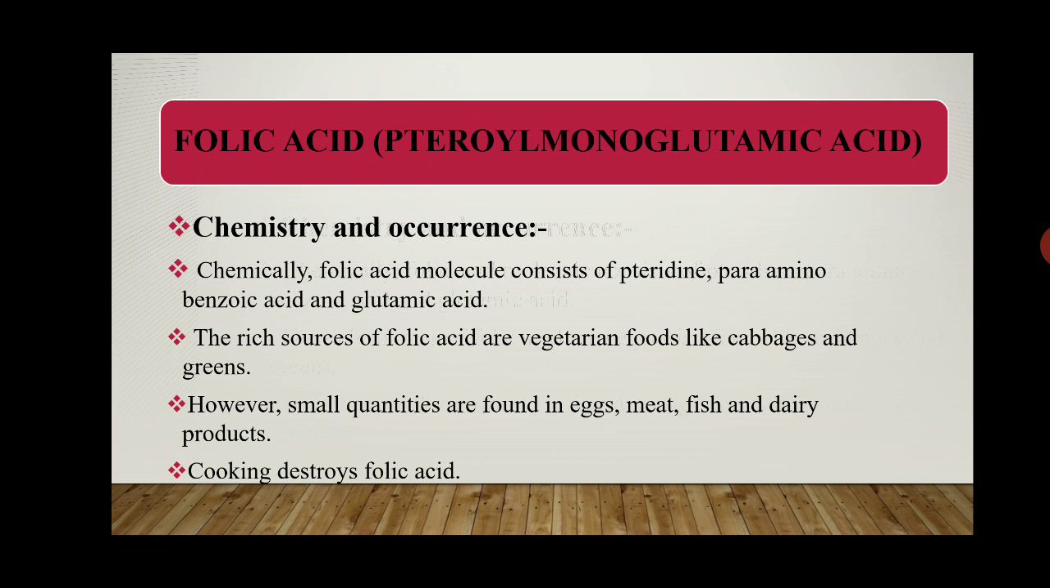The rich sources of folic acid are vegetarian foods like cabbage and green vegetables. However, small quantities are found in eggs, meat, fish and dairy products, and cooking destroys the folic acid.